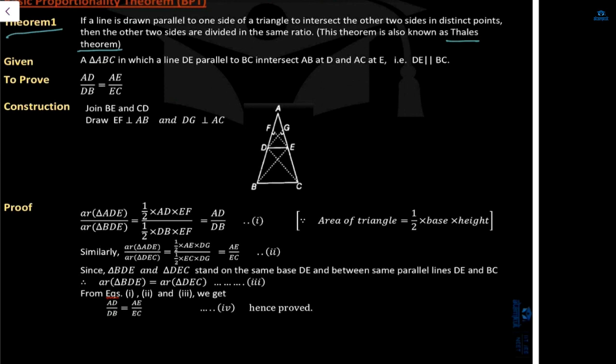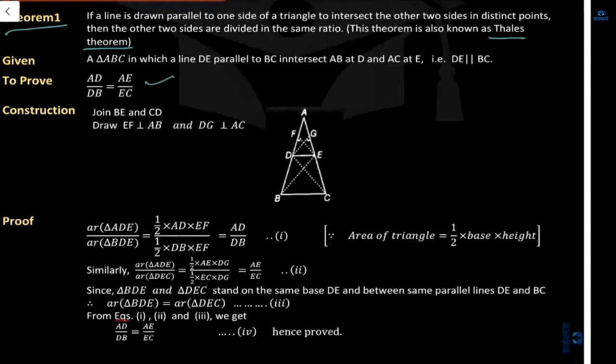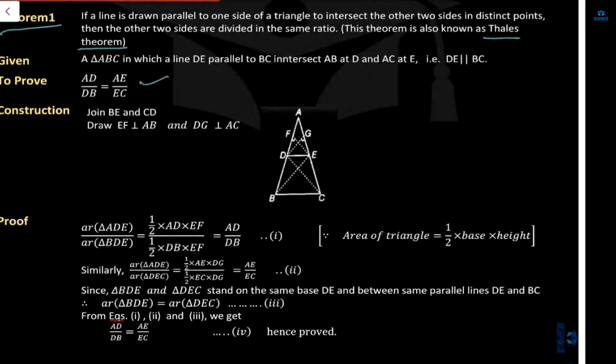What is given to you? A triangle ABC, and a line DE parallel to BC. D is a point on line AB, and E is a point on AC. We have to prove that the line DE divides AB and AC in the same ratio, that means AD upon DB is equal to AE upon EC. Now we are doing some extra construction here. I'll draw that, and copy this here for symmetry.